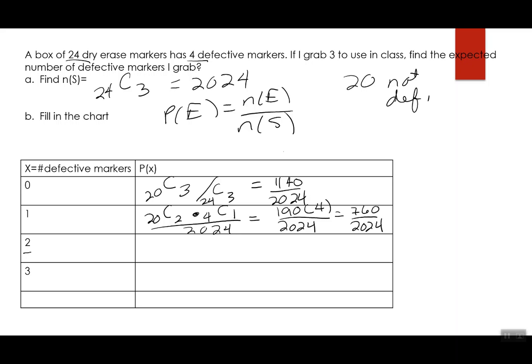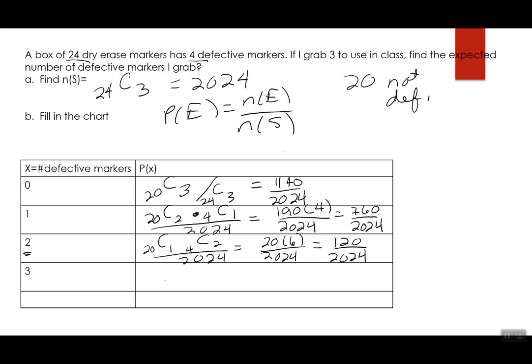Okay, so let's say I got 2 bad ones. If I get 2 bad ones, that only means I get 1 good one. So from the 20 good markers, I pick 1, and then from the 4 bad markers, I pick 2, again over the 2024 possible things to do. So 20 choose 1, we know that's 20. 4 choose 2, if you put that in your calculator, that's going to give you 6, and this is over 2024. So we have 120 over 2024.